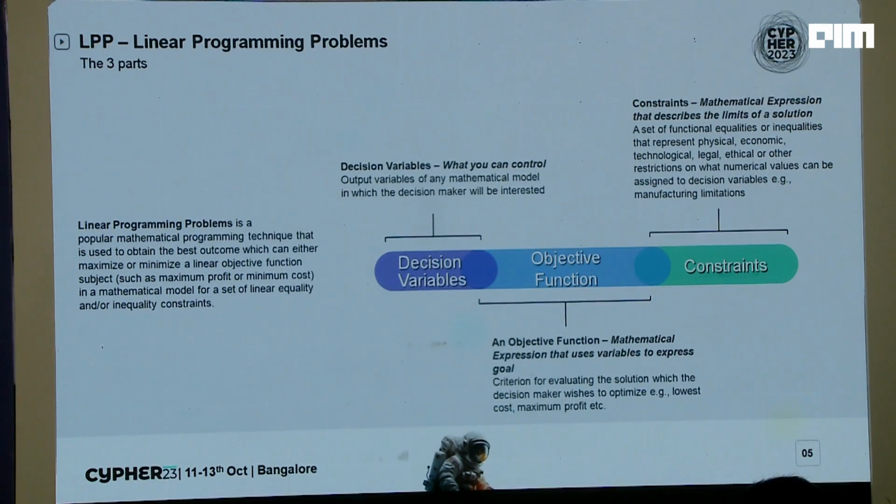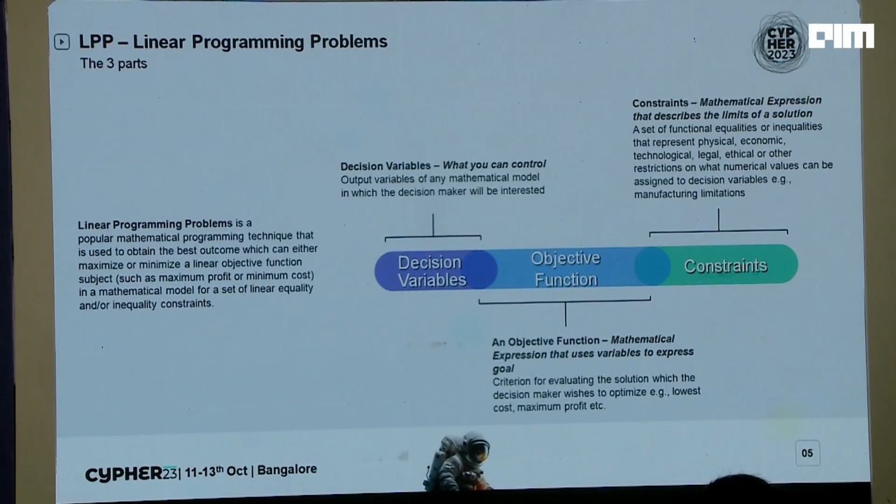When you have continuous variables, that is known as linear programming. Linear programming usually has 3 things. One is a decision variable, where you say what you can control. In this optimization space, we call it controlling the controllables. First control the controllables, what you can control, and then move to the other pieces.